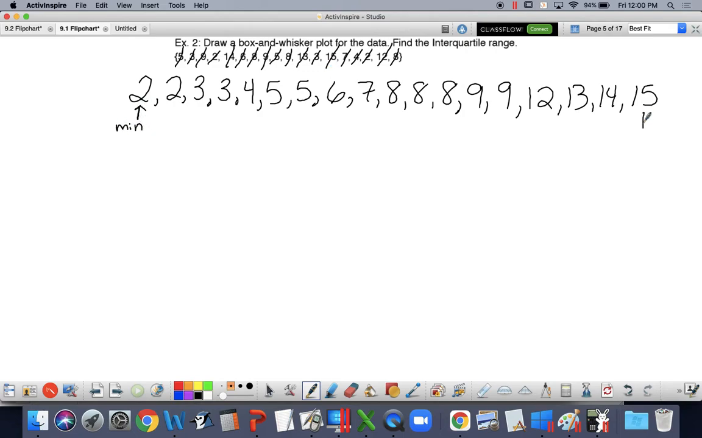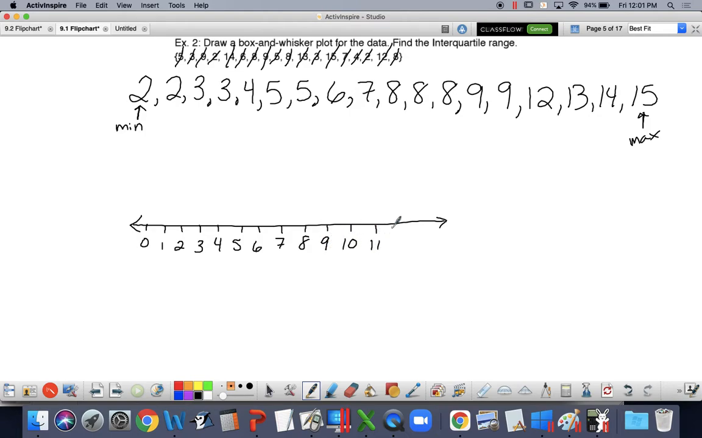And your max, 15. So as I draw this box and whisker plot, I've got to make sure it goes all the way from 2 to 15. So I'm going to put a dot right here at 2 and a dot up here at 15. Right? Those represent my max and my minimum value.